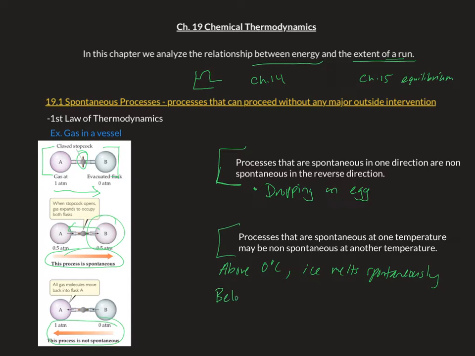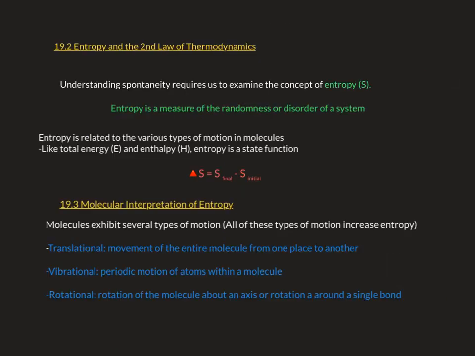And the same is true below this specific temperature. Below 0 degrees Celsius, ice freezes spontaneously. And of course, this is the reverse process of the first one I mentioned. So at one temperature, above 0 degrees Celsius, ice melts spontaneously. Below that temperature, the reverse process is spontaneous.